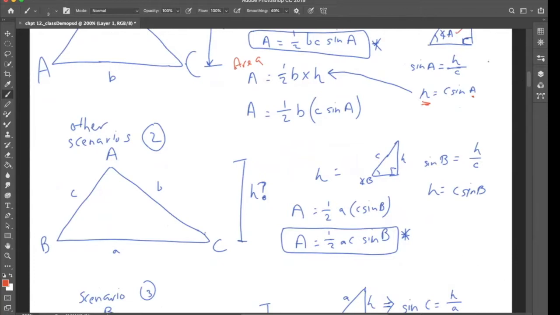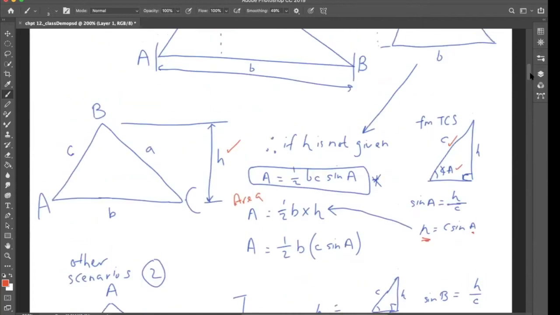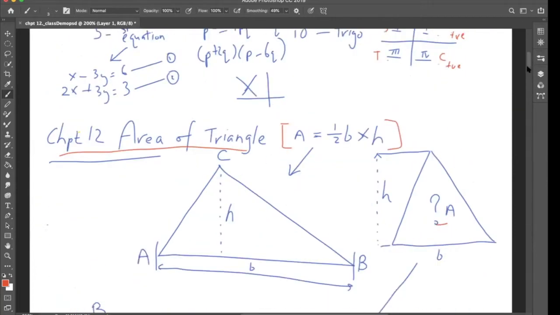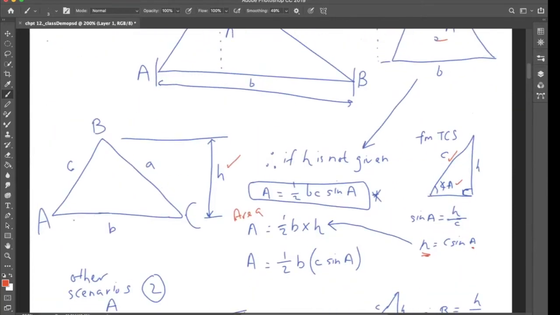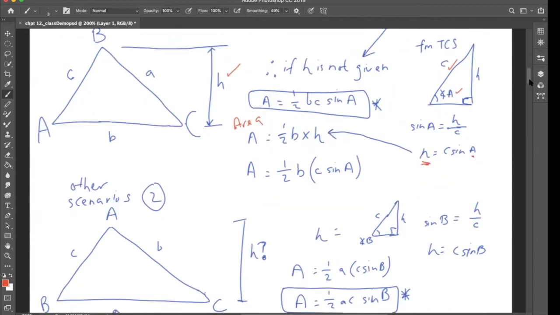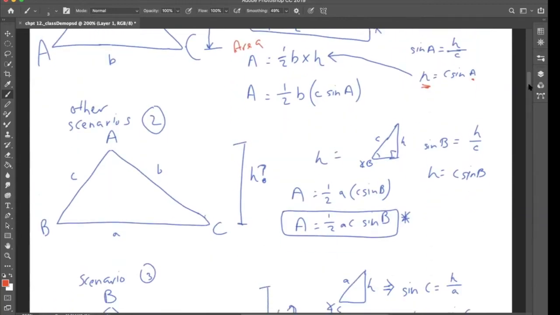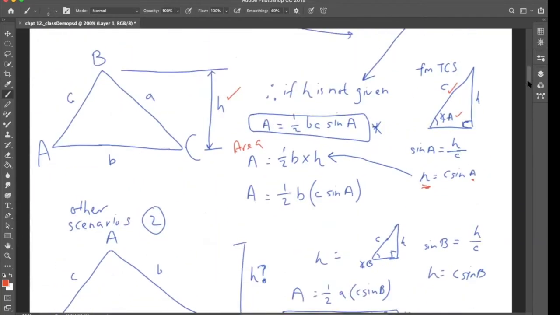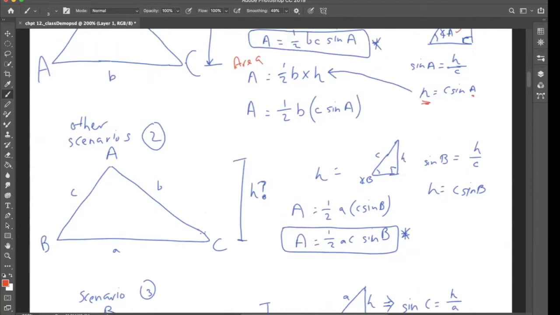Okay, so the first scenario that's given to you is, this is the triangle, A, B, and C is this way, okay? So let's look at another scenario. What if A, B, and C is over in this scenario? How do you find H? Do you remember your sine rule? How to find H?